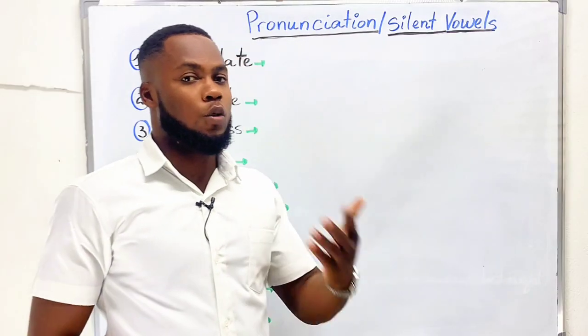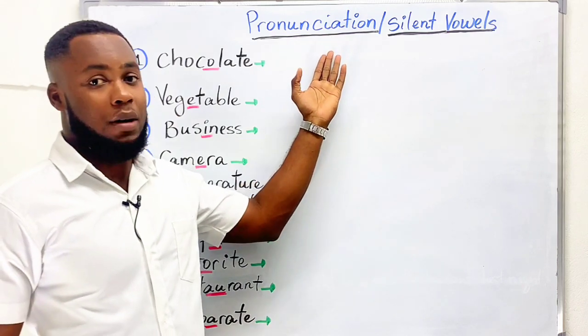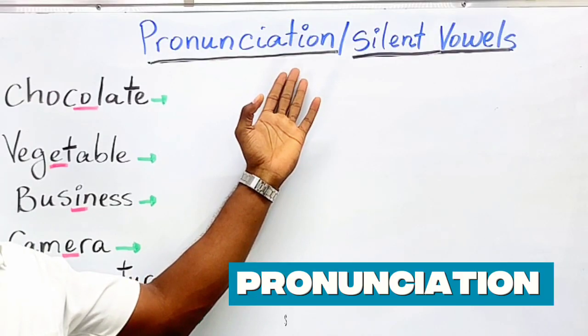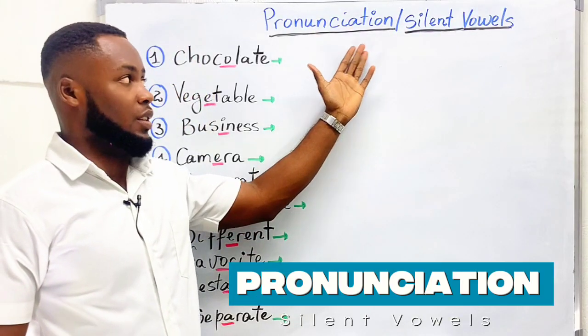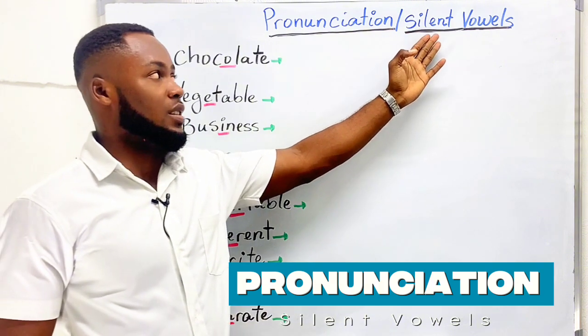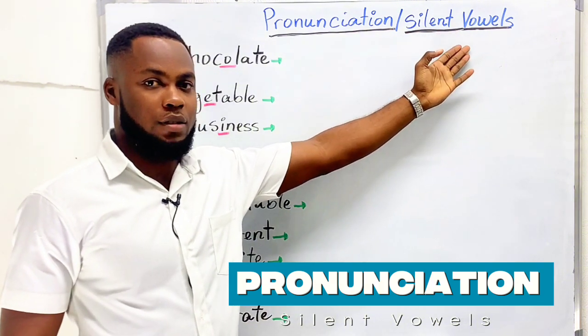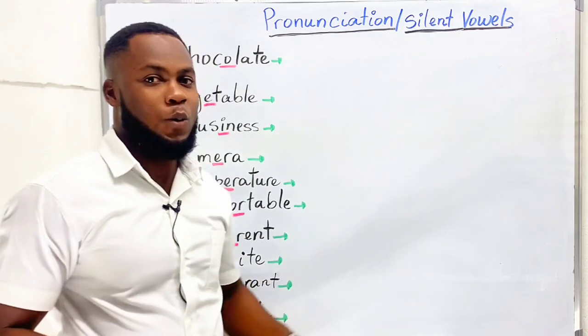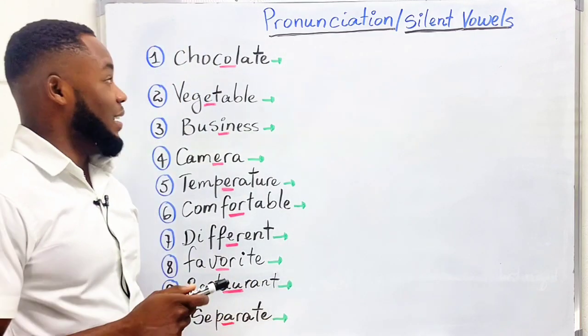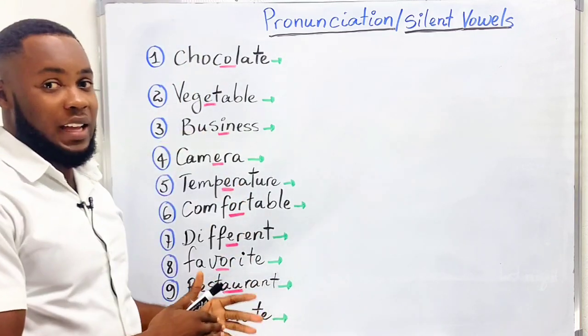Okay, so we are going to talk about pronunciation. We are going to talk about pronunciation and we are going to see some silent vowels. Okay, all right, so stay with me and we have 10 words, as I said.